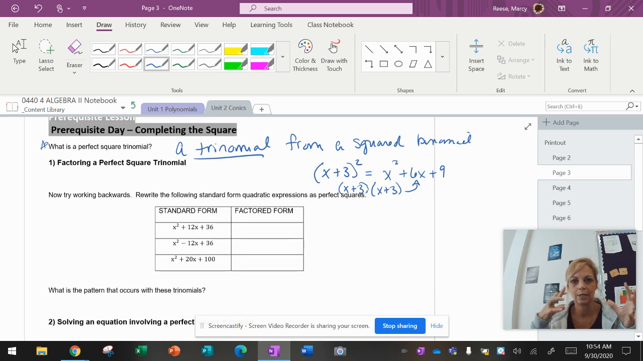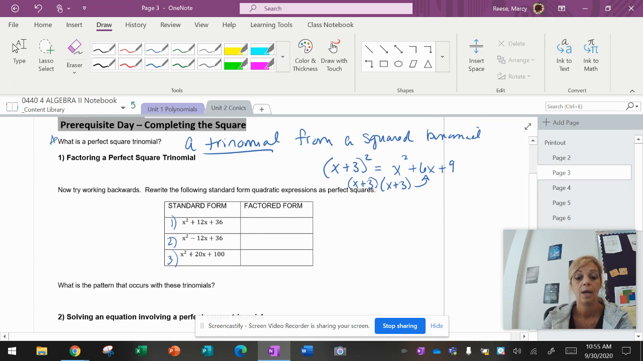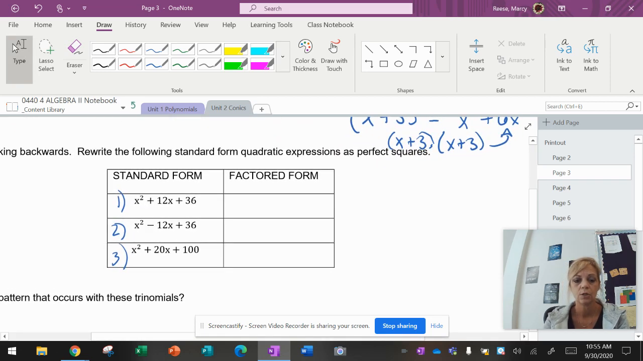So what I did, to get you into the mode, is I said, now let's work backwards and rewrite the following standard form quadratic expressions as perfect squares. So these basically are perfect square trinomials. We've got 3 of them, and I want you to put them in factored form. I know it's a perfect square trinomial because the number you multiply to get is a perfect square. You're looking for a number that multiplies to be 36, which is 6 and 6, and they also add to be that middle number.